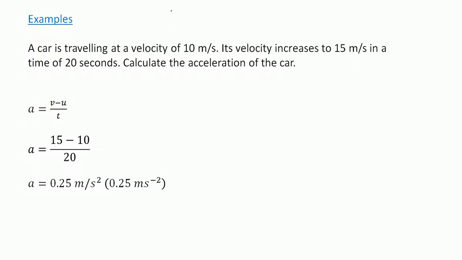So the car was originally traveling at a velocity of 10 meters per second. So therefore u, which is initial, is 10 meters per second. The velocity increases to 15, so therefore v is equal to 15, and t is equal to 20, because it took 20 seconds for this change to occur. So if we just substitute into the formula for acceleration, it becomes 15 minus 10 divided by 20, which gives us 0.25 meters per second squared.